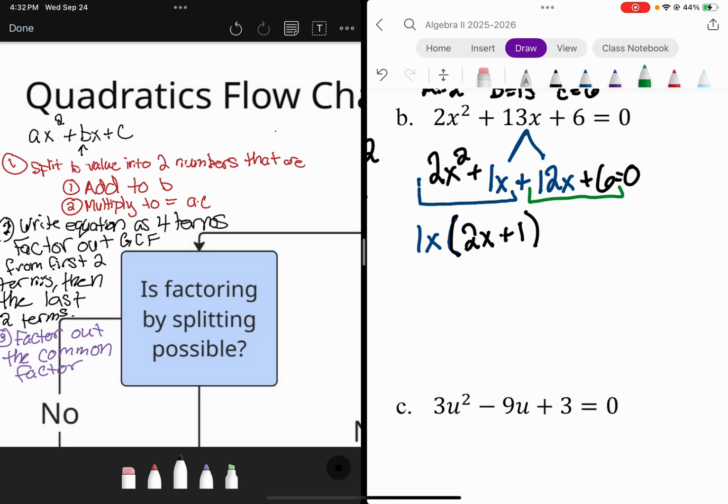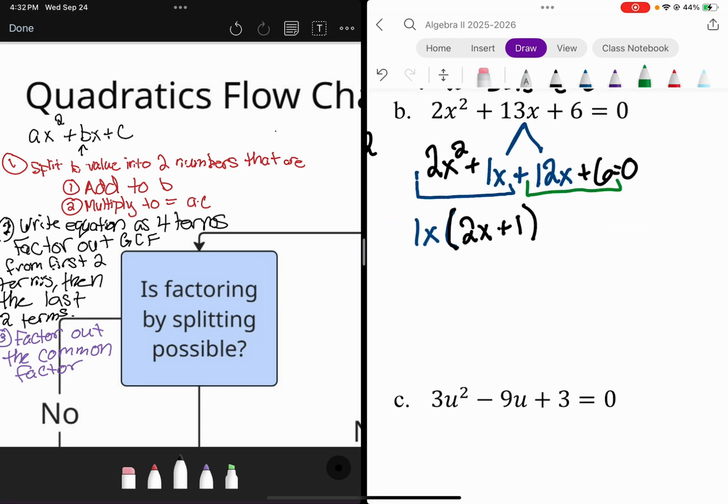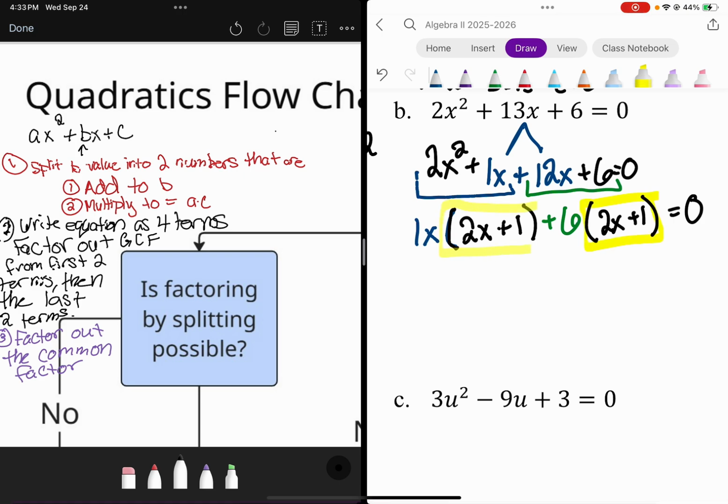Now we're going to factor out the GCF from the last 2 terms. We have a 12x and a 6. So between 12 and 6, the largest number we can factor out of there is 6. Only one of them has an x, so we are not going to factor an x with this. If we take 12x divided by 6, that would leave us with a 2x that needs to go in the parentheses. And 6 divided by 6 is 1. When you are factoring by splitting, the part inside of the parentheses should be the same.